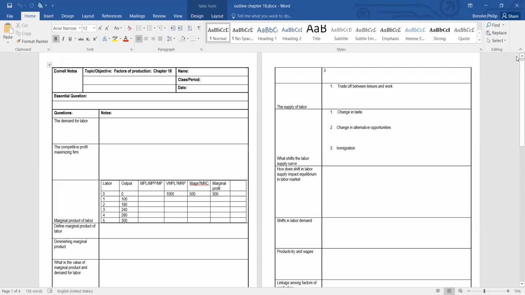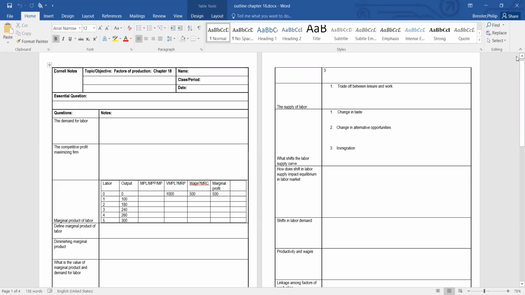Change in alternative opportunities. Say the wages in Baltimore City for teachers decline. So teachers will now look to Baltimore County to work as teachers to get higher wages. So that can increase the supply of teachers in Baltimore County. That would be alternative. And then immigration is more of an example of number of workers, anything that would increase the number of workers.